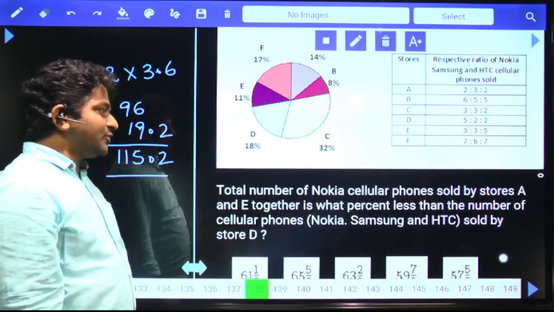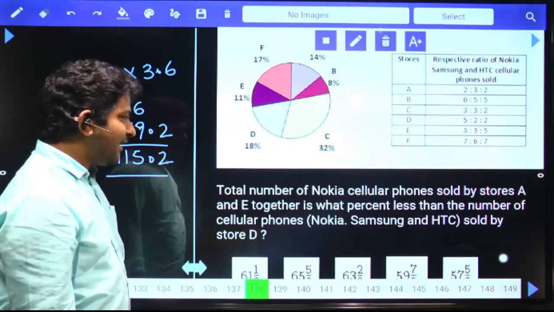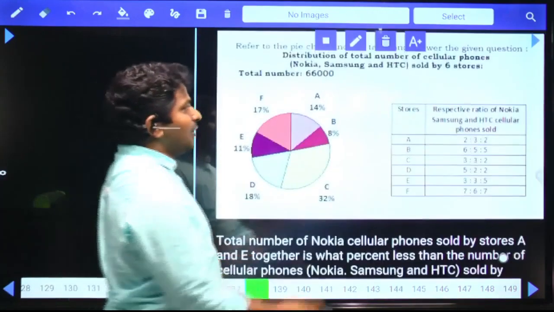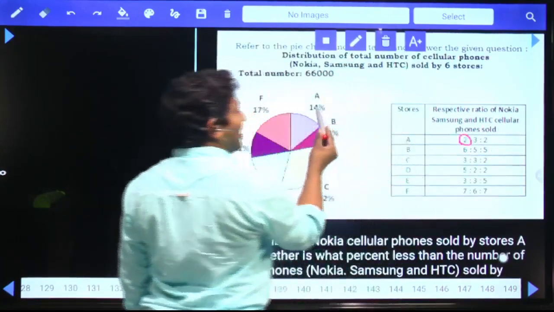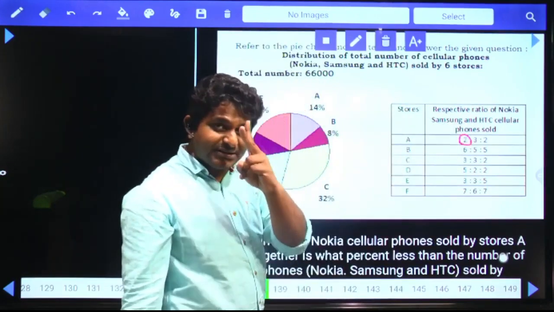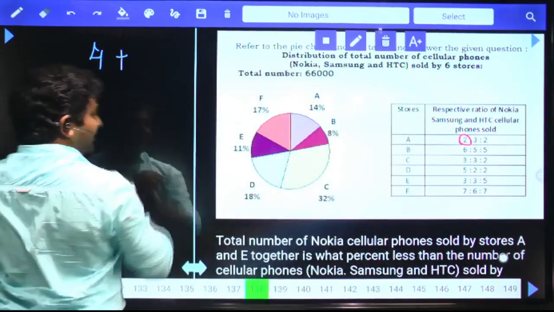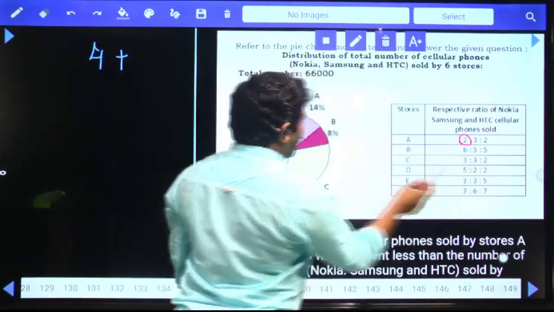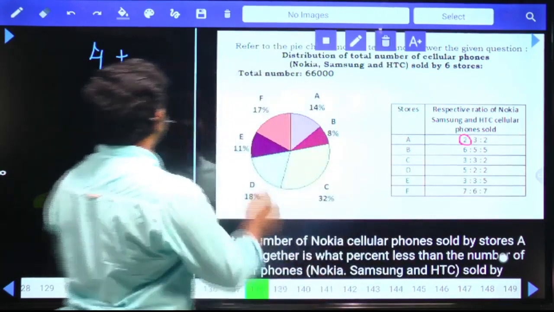Total number of Nokia cell phones sold by store A, E together is what percentage less than the number of cell phones sold by D? Nokia by A and E. Nokia, first one, 2 parts out of 7 among 14%. If 7 parts is equal to 14%, each part is equal to 2. Nokia phones are 2 parts, that is equal to 4%. And then E. E total we have 11%. 11 parts is equal to 11%. Each part is equal to 1%. Nokia 3 parts, that is 3%.